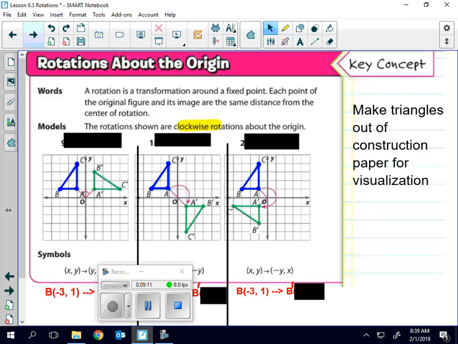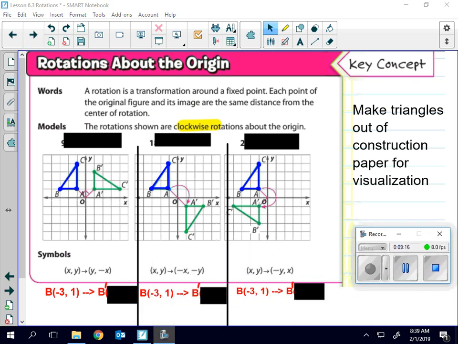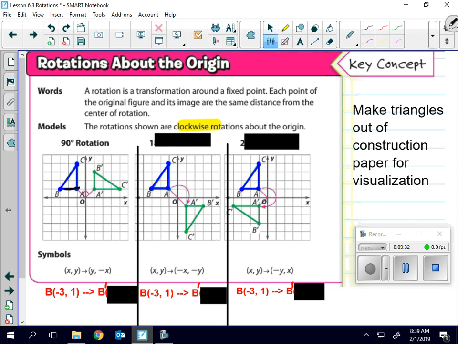Okay, so let's do some algebraic here. So this is in your textbook, so you don't need to write this down, just look for now. Let's look at this first model here with the blue and green triangle, the first one. This is showing a 90-degree rotation. So we're starting at triangle ABC here. And we're rotating, as you can see, 90 degrees clockwise, right? We're going clockwise this way. So it's landing 1 quadrant over, all right, into this A prime, B prime, C prime.